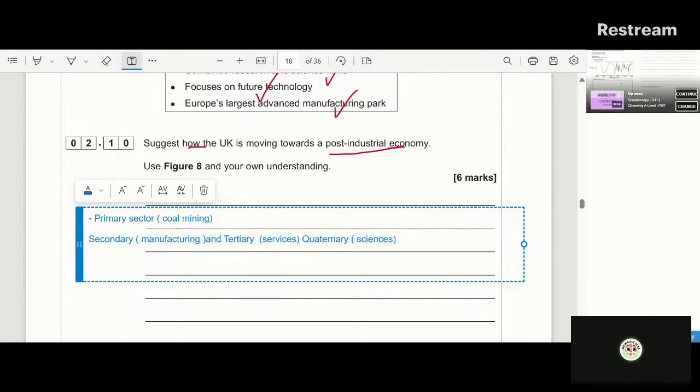So we're moving towards tertiary and quaternary sector, especially if you think about London. London is pretty much completely the financial services in every respect. So it's definitely focusing on that. We're moving away from things like raw material extraction, because not only is this not as profitable anymore, it's not sustainable.